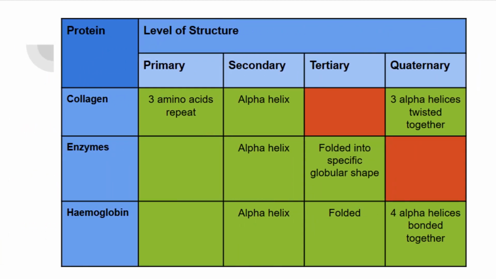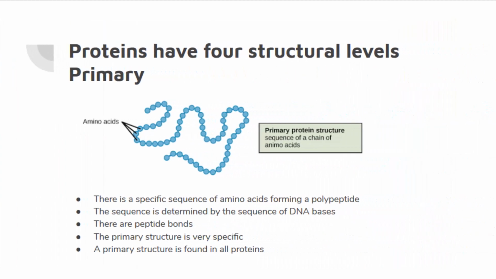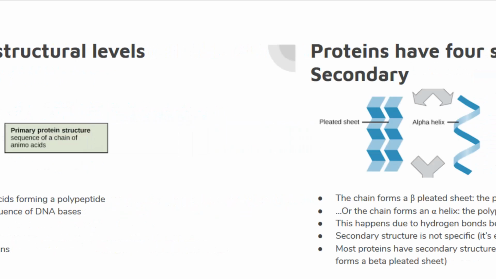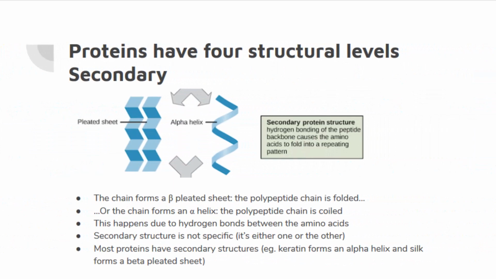There are four protein structures. Primary. This is a specific sequence of amino acids determined by a specific sequence of DNA bases. Secondary structure. This is a result of protein folding. The secondary structure is held together by hydrogen bonds between the carboxyl groups and the amino groups in the polypeptide backbone. The most common structures are an alpha helix and a beta pleated sheet.